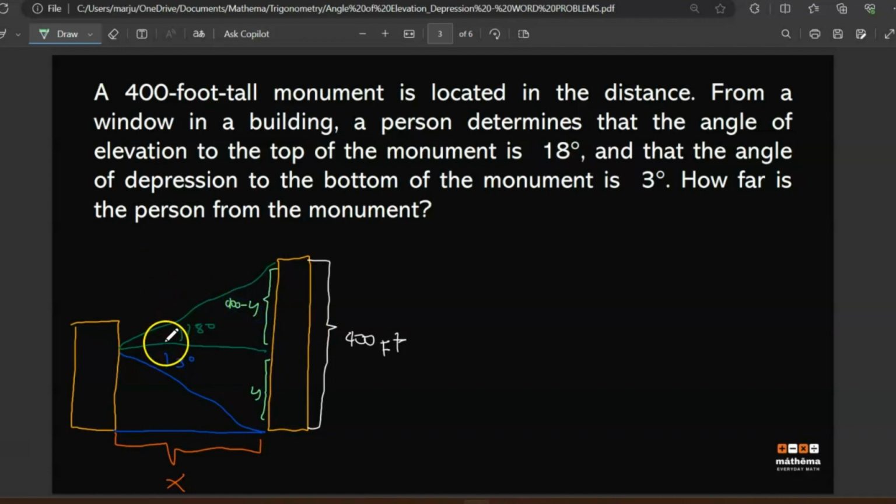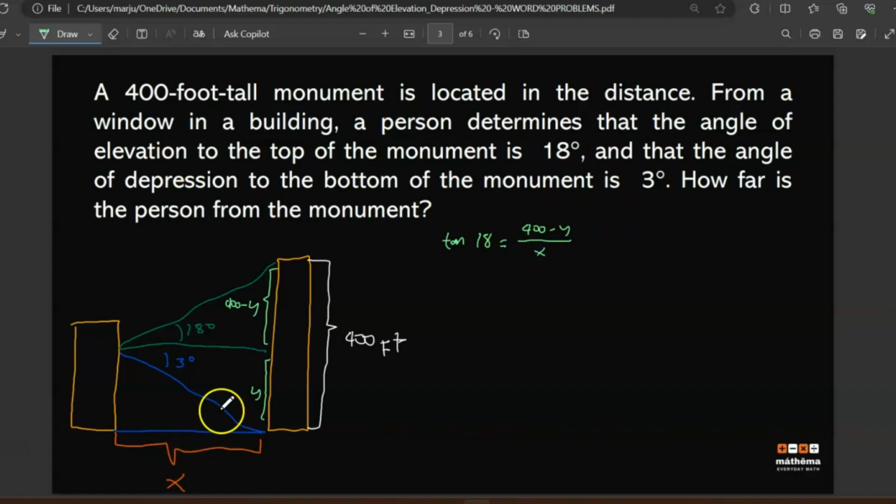And then again, we are going to set up our trig ratios. So we have this angle, and then the opposite, and then again we are looking for the distance, so that is our x. So we will write tangent 18 degrees is equal to 400 minus y divided by our x.